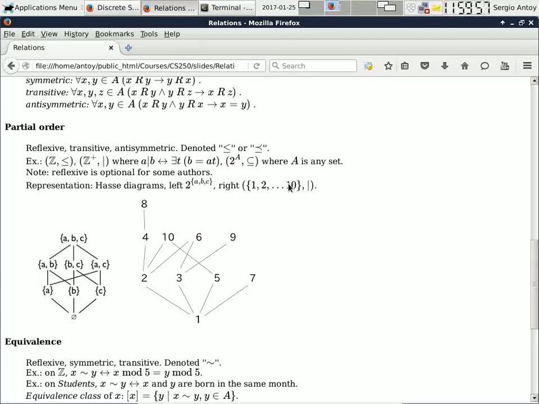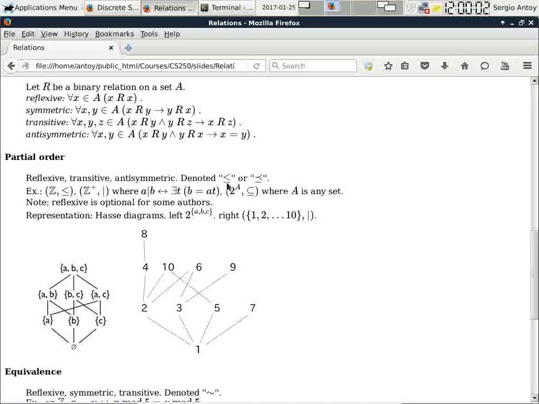So a partial order, we denote it with either of these two symbols, either this one or this one. The first one is very familiar with numbers. But now we are going to apply this to things which are very different from numbers. So if you are offended that you have that symbol and you use it for something which is completely different, then you can use the other one. You see the difference, right? Instead of having straight lines, they are curved. And so let's look at a few examples.